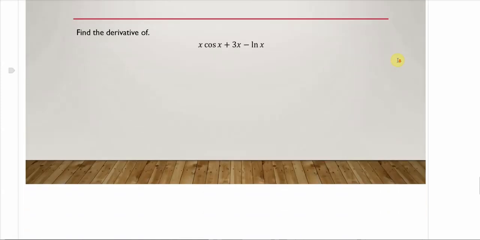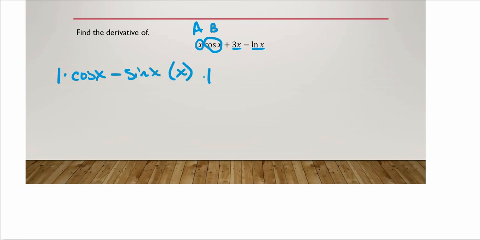Let's try another one. Okay? Let's try this one out. Now, in this one, I'm trying to trick you, because I'm giving you a product rule inside it, along with ones that are not product rule. So right here, I have a product rule, and this guy is not a product rule, and this guy is not a product rule. So let's go ahead and do the product rule. Here's my A bubble, and here's my B bubble. So the derivative of A is 1 times cosine of x. The derivative of cosine is going to be minus sine of x times x, plus the derivative of 3x is 3. The derivative of ln of x is 1 over x. And this is going to equal y prime.